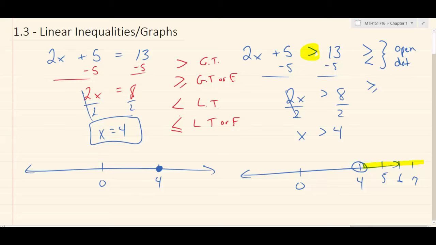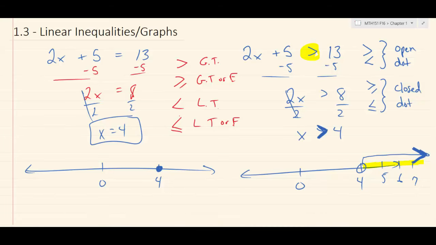If you have greater than or equal to, or less than or equal to, you represent those with a closed dot, which means we just take this dot and fill it in. But that's not the case we have here, so we're going to put an open dot there, and then we shade to the right because it's greater than. We want numbers that are greater than 4, so we shade to the right.